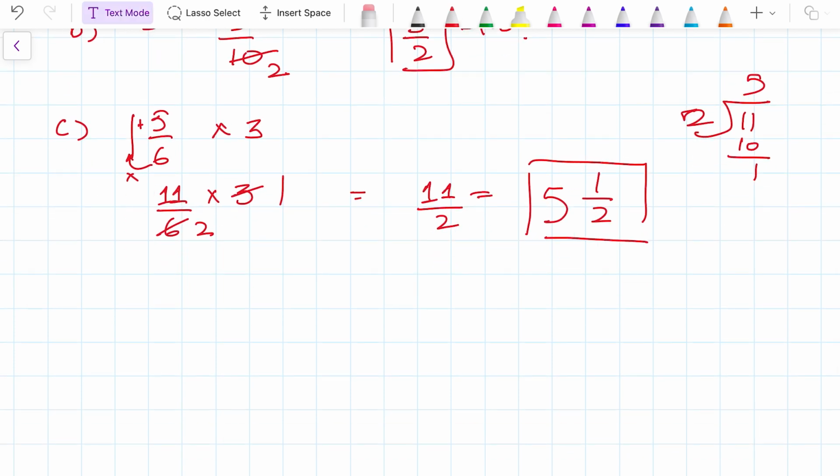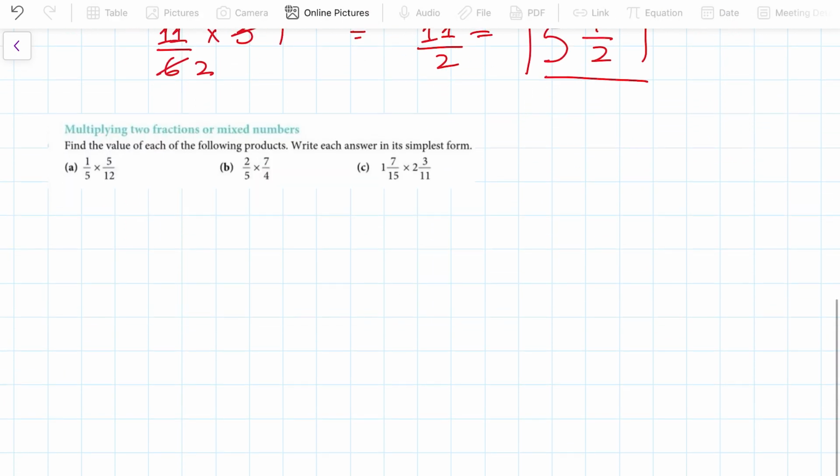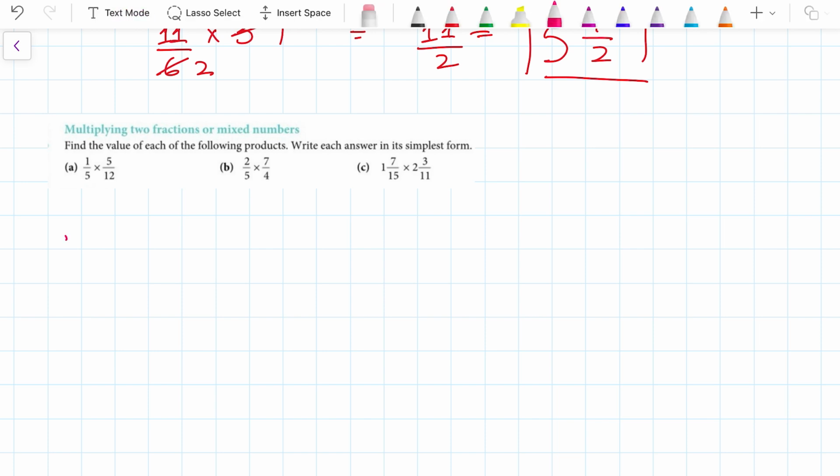Now let's discuss more. Find the value of each of the following products. Write each answer in its simplest form. 1 upon 5 into 5 upon 12. 5 times 1, 5 times 1. 1 into 1 is a 1. 1 into 12 is a 12.